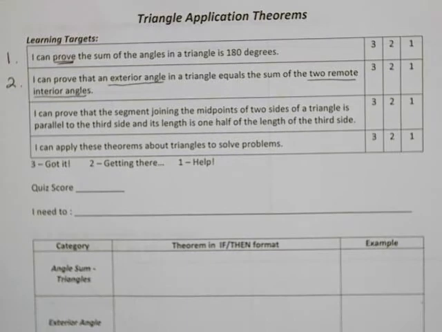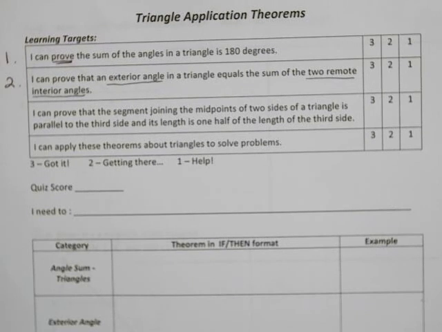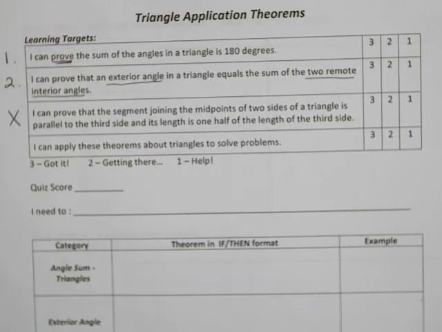The third one we're not going to prove. So it says I can prove that the segment joining the midpoints of two sides of a triangle is parallel to the third side and its length is 1/2 of it. So I'm going to put an X there. We're not technically going to prove that. We are going to use that theorem.